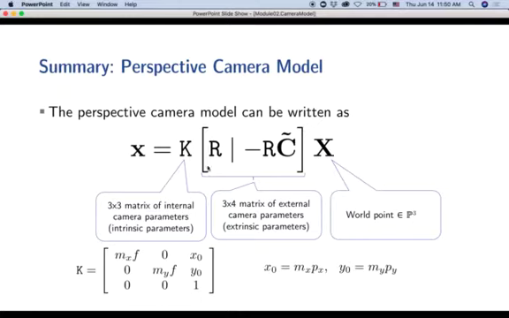Okay. So this K is really mxf, myf, x0, y0 arranged like this, where x0 is mxpx and y0 is mypy, where px and py is the principal point where the axis is cutting the film. And then this is the image point, which is a 3 vector in P2. Okay, so that's like a one slide summary of the camera model.